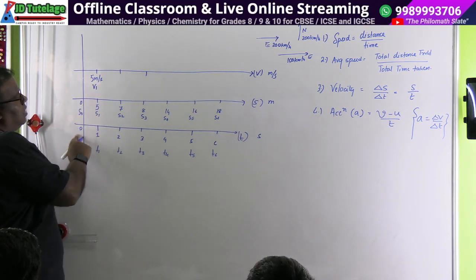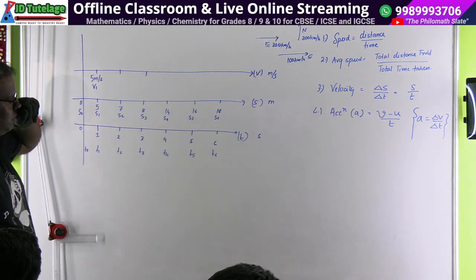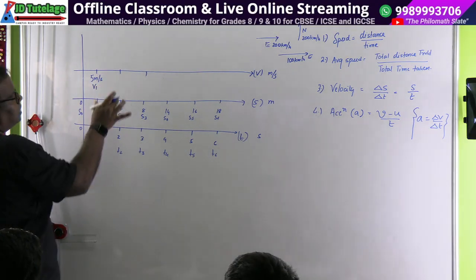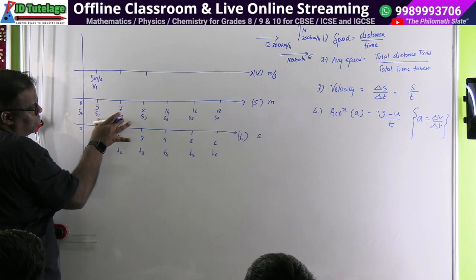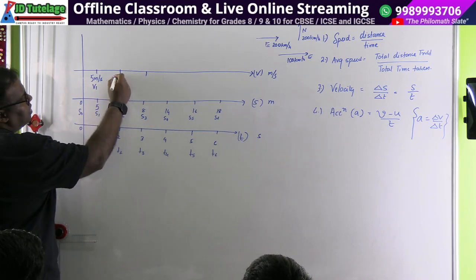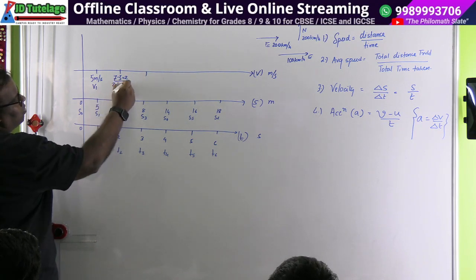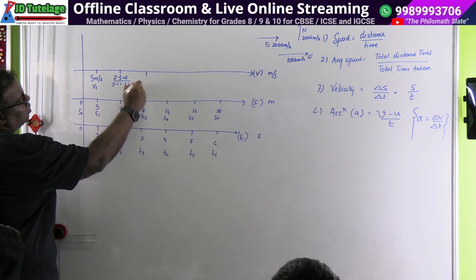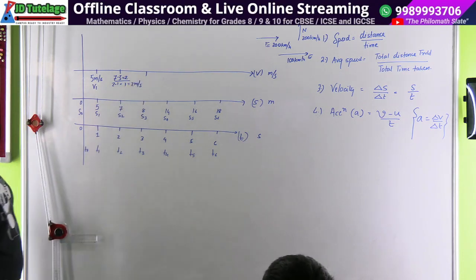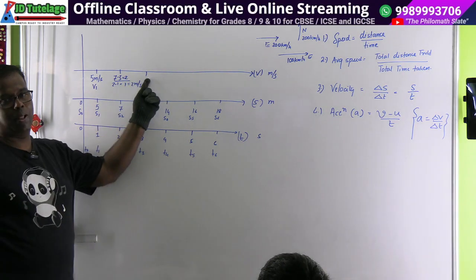The second velocity will be 2 meters. The second velocity would be how much? It would be the difference in the displacement. How much is the difference? 7 minus 5. 7 minus 5 is equal to 2 divided by 2 second minus 1 second, which is equal to 1. तो हमारी वैल्यू कितनी आई? 2 meters per second. Have you understood? थर्ड वाले में कैसा आएगा?